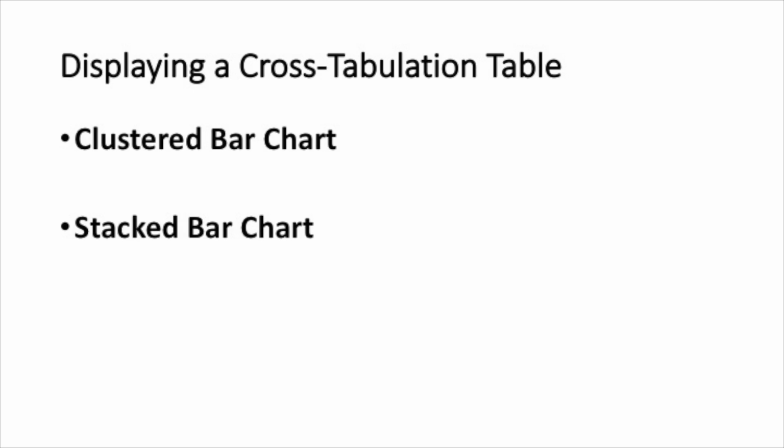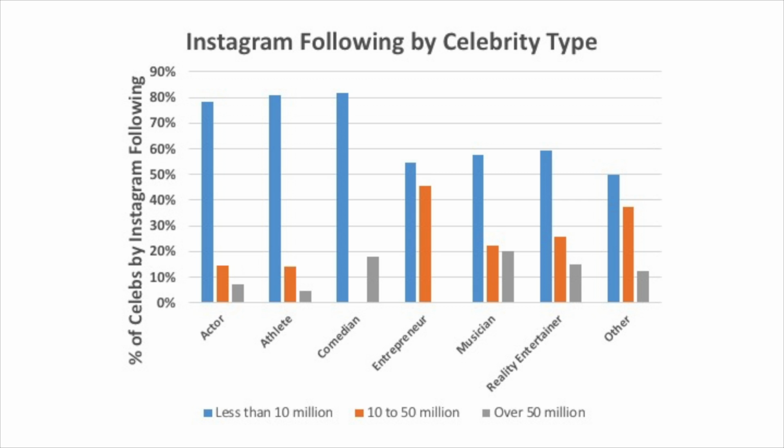There are a couple of ways that we can actually make a display to show a cross-tabulation table. One is called a clustered bar chart, and the second one is called a stacked bar chart. Here's an example of a clustered bar chart, and by cluster, you can actually see 3 bars for each celebrity type. So there's a cluster of bars for actors, athletes, comedians, entrepreneurs, musicians, reality TV, and then other. And for each celebrity type, there's a bar that shows the percentage that have less than 10 million, 10 to 50 million, and over 50 million Instagram followers.